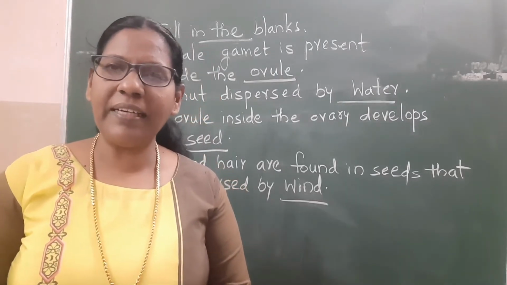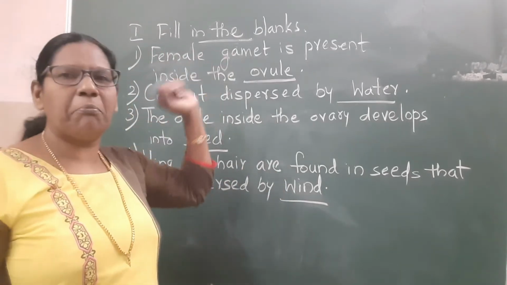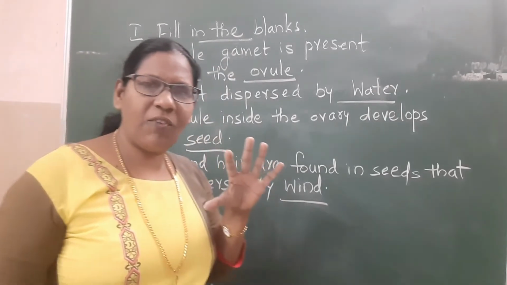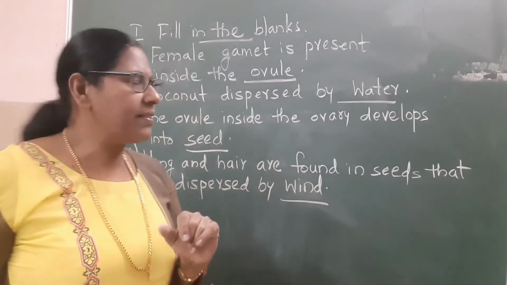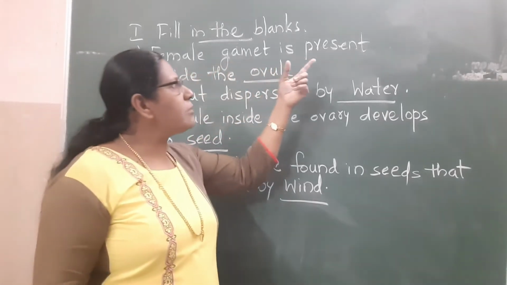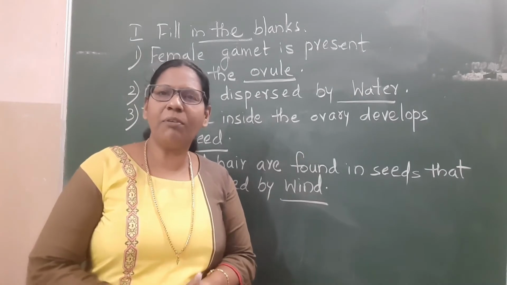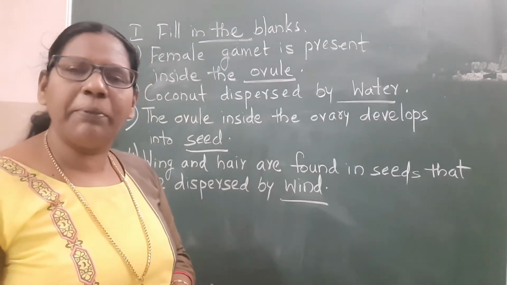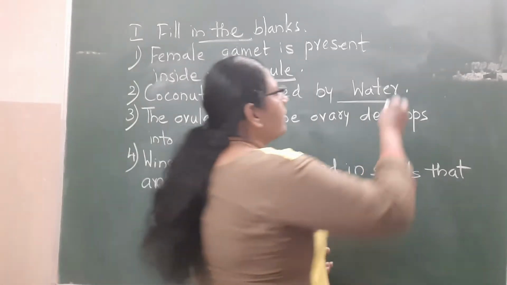Now let's do the objectives. We have completed the lesson. So we will start with fill in the blanks. Very easy. We have already learned. Now you will be able to answer. Number 1. Female gamete is present inside the dash. Where do we find the female gamete? If you remember the diagram, you will be able to answer.